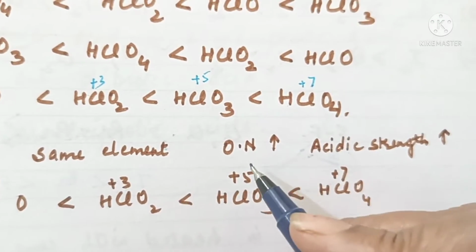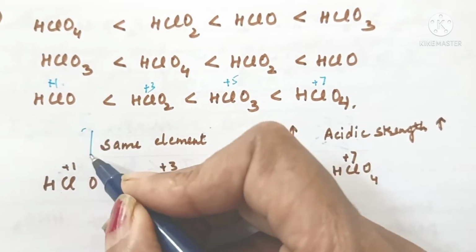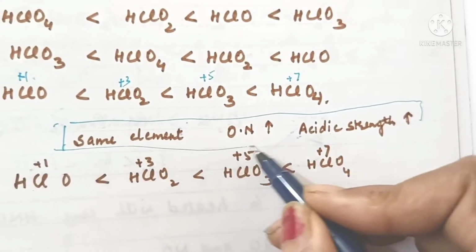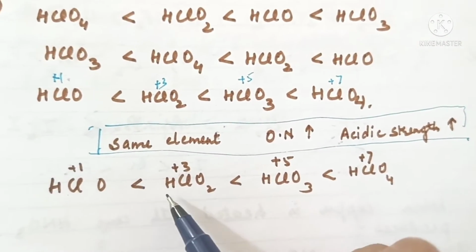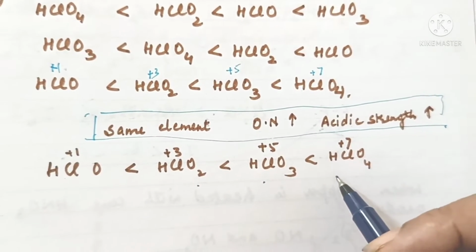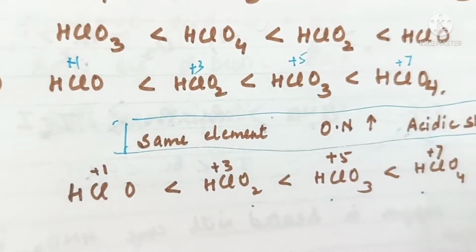Same element, oxidation number increases, acidic strength increases. This is the trend that you should always follow when the element is the same for oxo acids. So HClO is less acidic than HClO2, which is less acidic than HClO3, which is less acidic than HClO4. Option D is the correct answer.